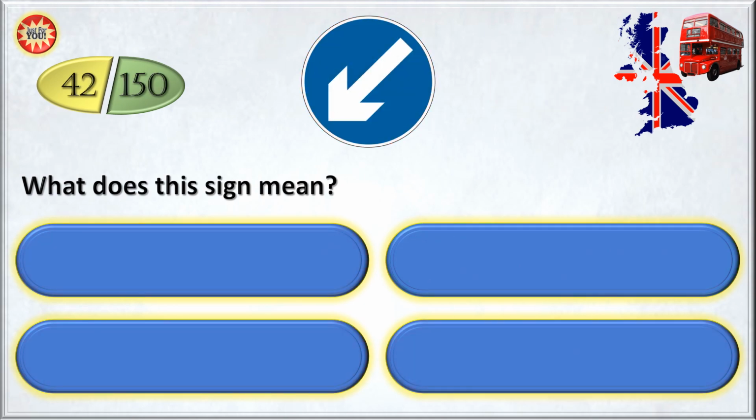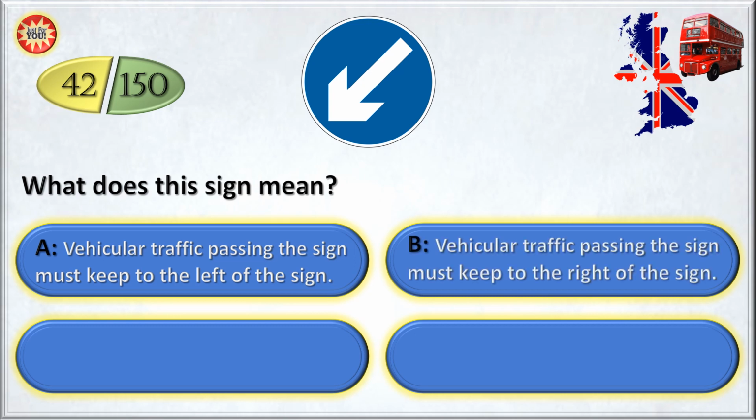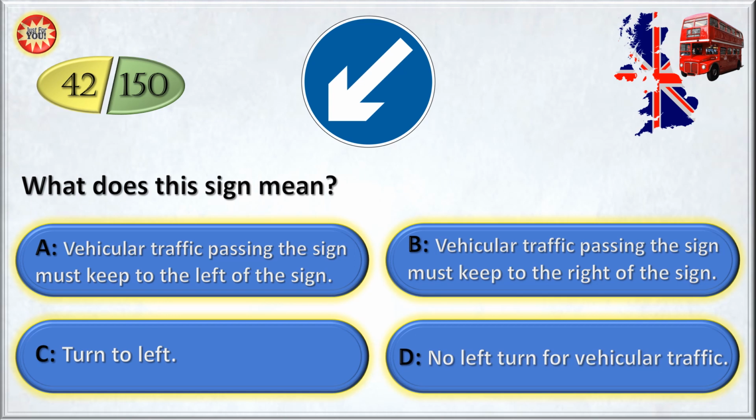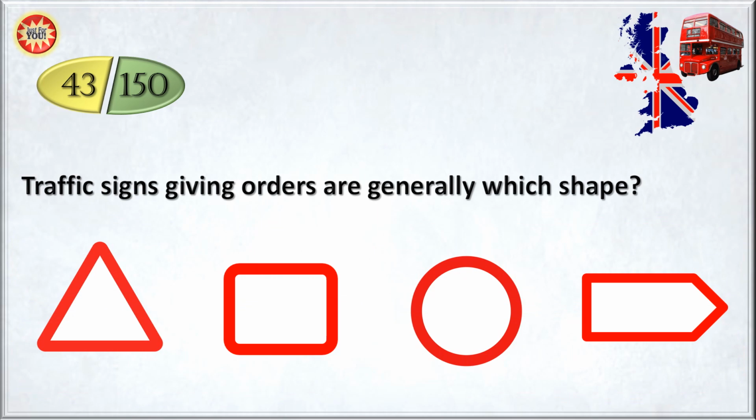What does this sign mean? Vehicular traffic passing the sign must keep to the left of the sign. Vehicular traffic passing the sign must keep to the right of the sign. Turn to left. No left turn for vehicular traffic. Vehicular traffic passing the sign must keep to the left of the sign. Traffic signs giving orders are generally which shape?